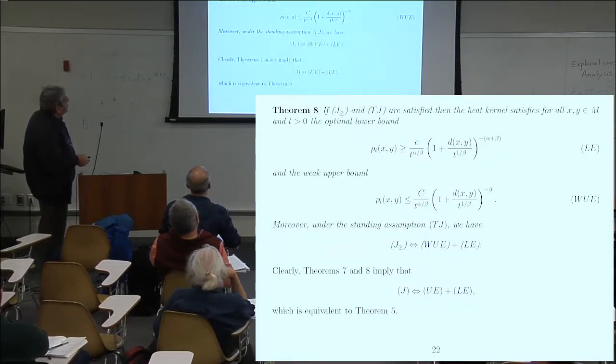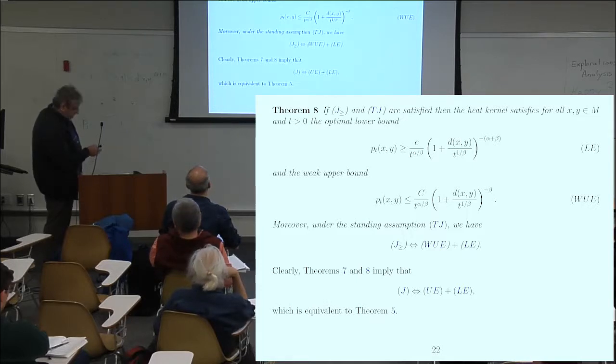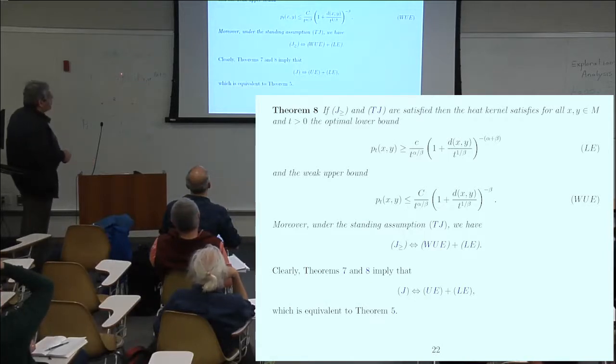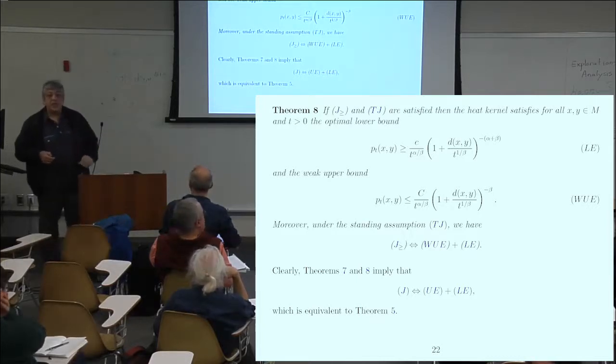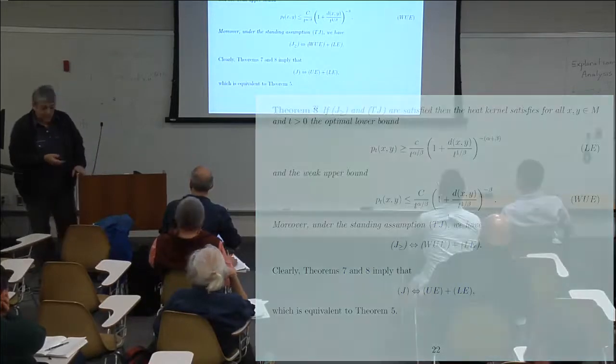Maybe I'll skip the rest. There are a couple of consequences, but I'll skip them and just finish with the equivalence of the jump kernel estimate with the heat kernel upper and lower bounds, stated here as a combination of upper and lower bound. This is a consequence of a result which works with weaker assumptions. Let me finish here, and thank you for your attention.